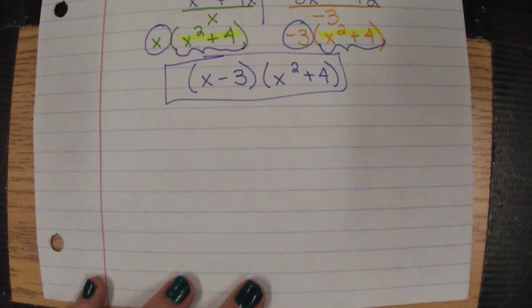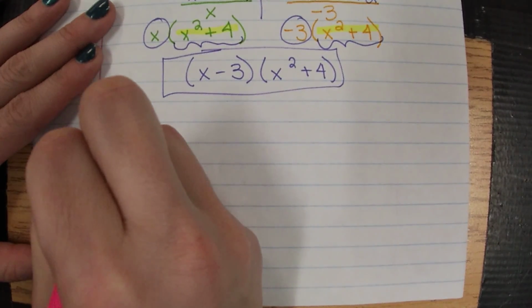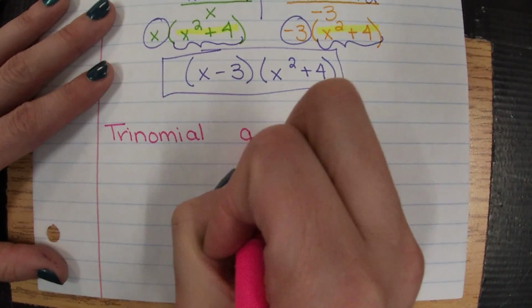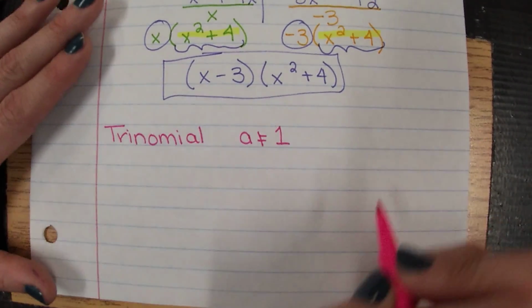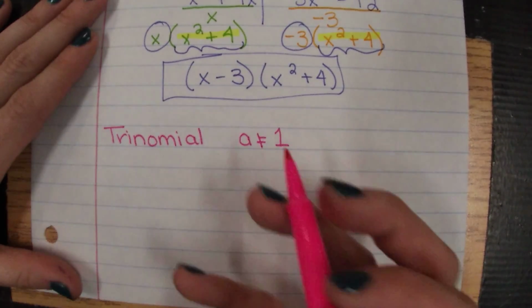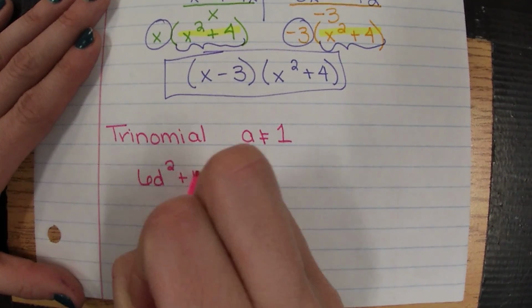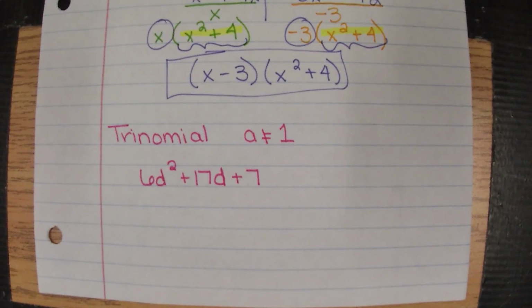Okay, so moving right along, the next type of factoring that we looked at was trinomials. The first type of trinomials that we looked at were trinomials when A was not equal to 1. That's what we did first. Trinomials means 3 terms, right? And it had to be in the form ax squared plus bx plus c. So let's say we have 6d squared plus 17d plus 7.